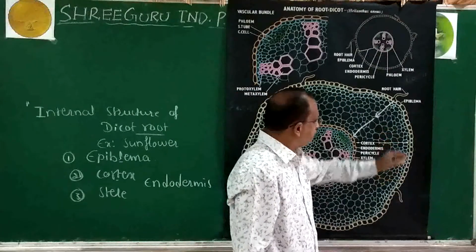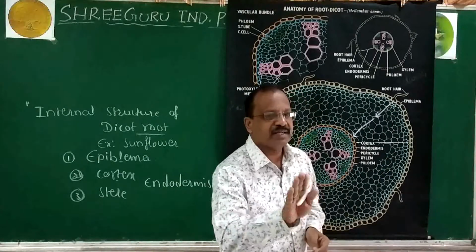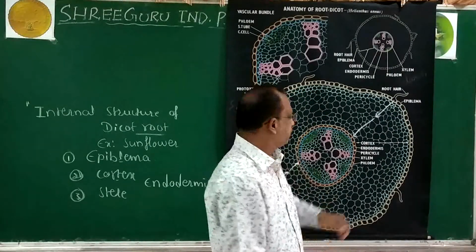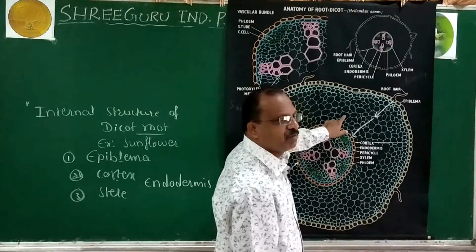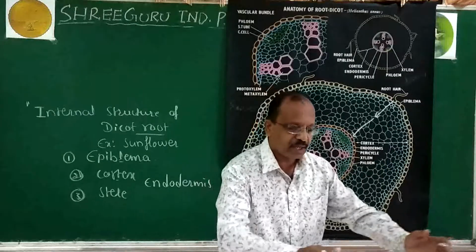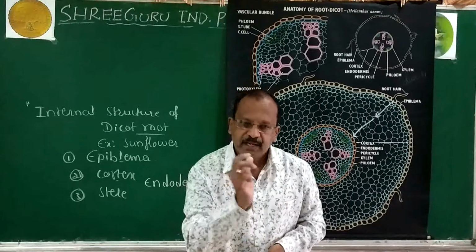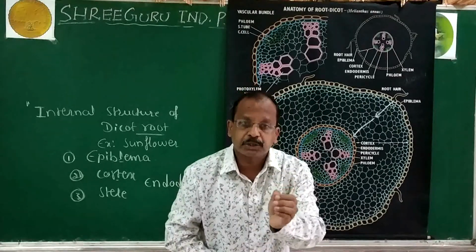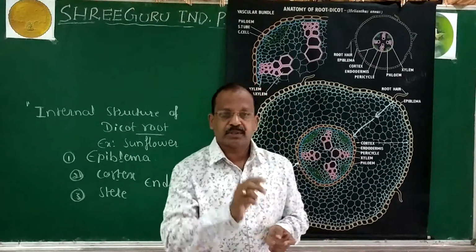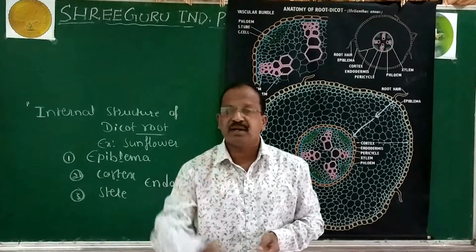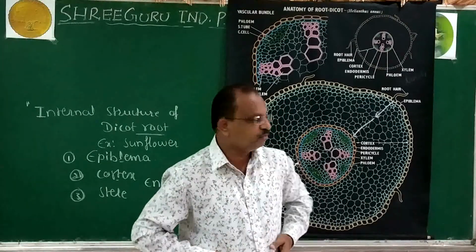The region present in between Epiblema and stele is known as cortex. It is made up of parenchymatous cells. Cells are loosely arranged with intercellular space. It helps in the radial conduction of water. In addition to that, the main function of the parenchyma is storage of food.